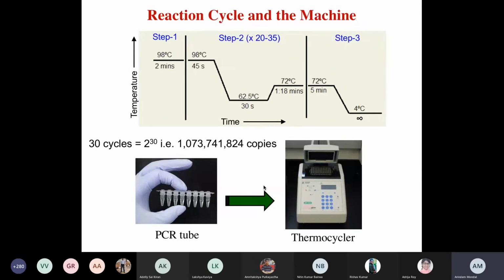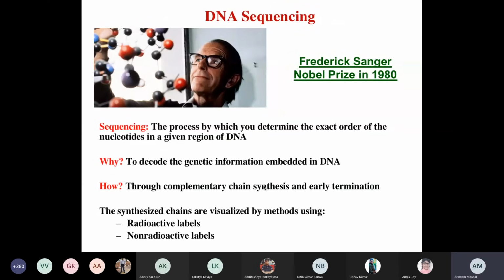Okay, so no questions so far. Then we'll move on to the next and the last topic of this lecture, which is the DNA sequencing process. Now, DNA sequencing was discovered by Frederick Sanger. And DNA sequencing is basically a process by which you can determine the exact order of the nucleotides in a given region of the DNA.